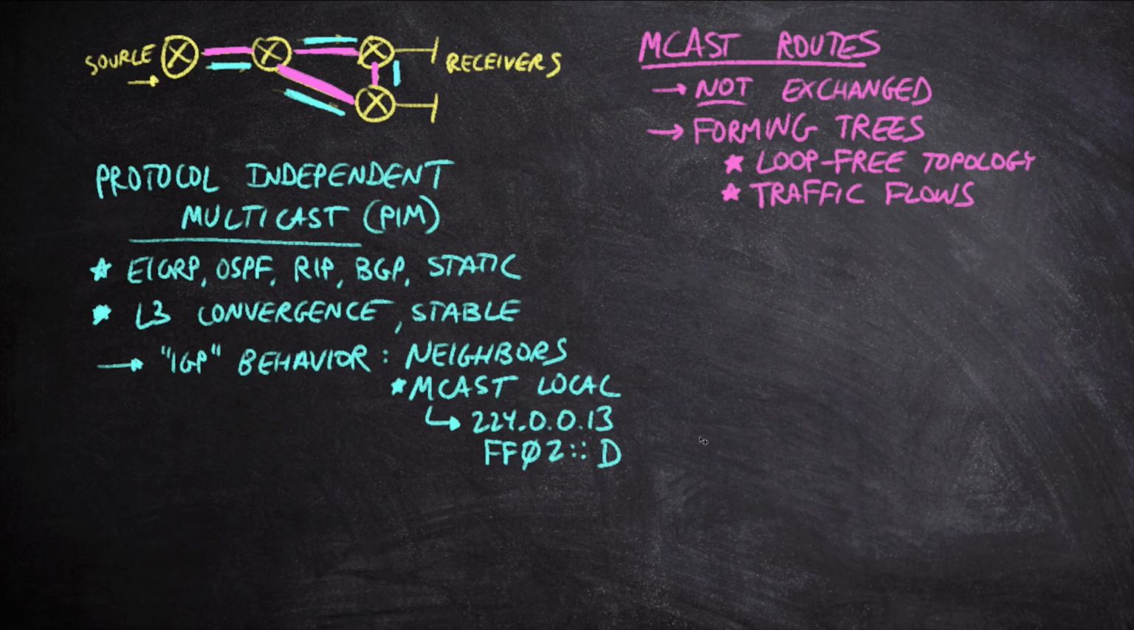So instead, PIM wants to form a loop-free topology, and so it might look like this, it might look like this, but either way, this concept should feel very similar to spanning tree in that we're trying to create that loop-free topology that simply allows traffic to flow from one end of the network to the other, such that, again, our source can transmit the multicast traffic to the receivers.